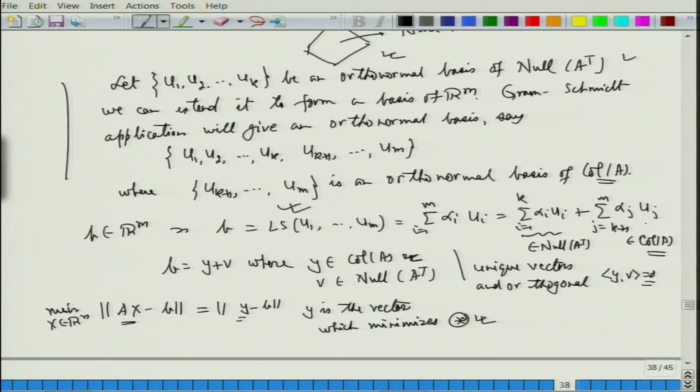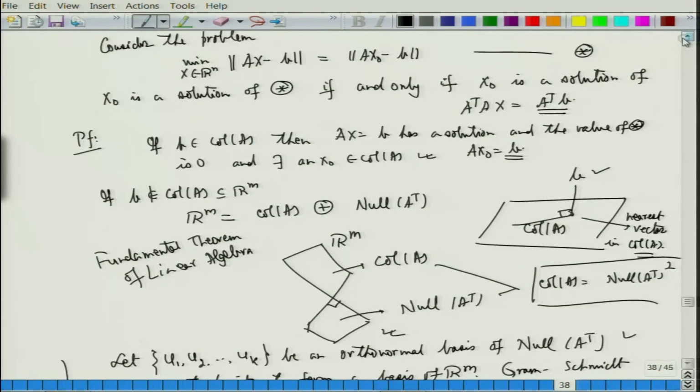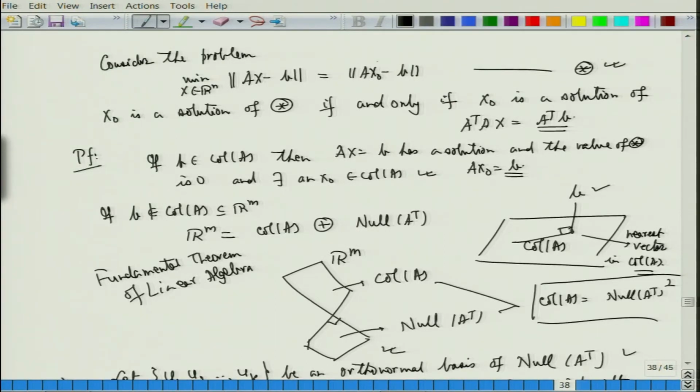I can write it in terms of an ordered basis also, but what we are just saying in this problem is that, since y belongs to column space of A, there exists x naught belonging to Rn such that y is equal to Ax naught. Alright, this is what it is. Fine. So, now we already know that. So, what we are saying here is that I have a solution of a star here, which is x naught. I have to prove that A transpose Ax naught is A transpose B. Alright, so let us try to prove that.